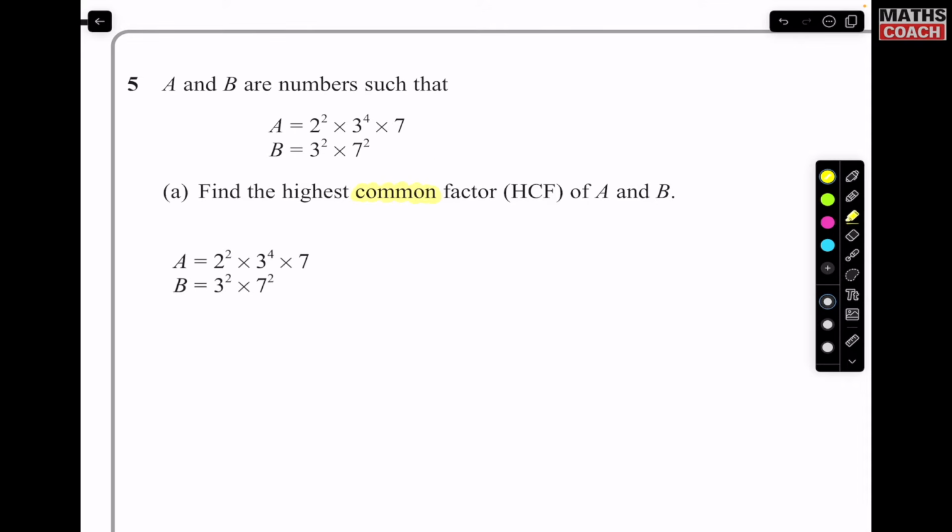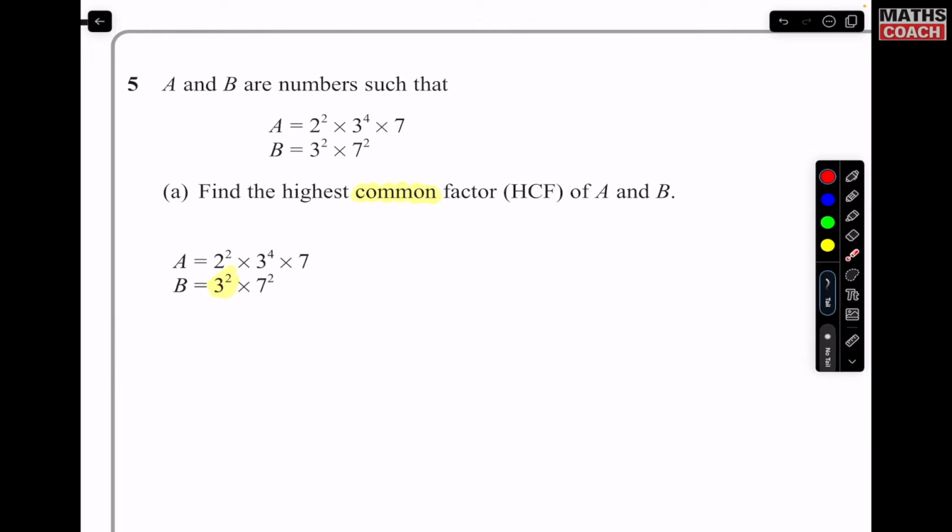Now, can you see here, this has got 2 squared, all right, but this one doesn't have any 2. So that's not common, all right? This has 3 to the power of 4. This has 3 to the power of 2. So the minimum that we can take out is 3 to the power of 2. That's common to both of them. All right, that's the minimum. So I'm going to highlight that.